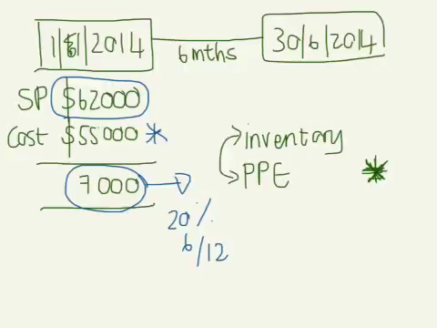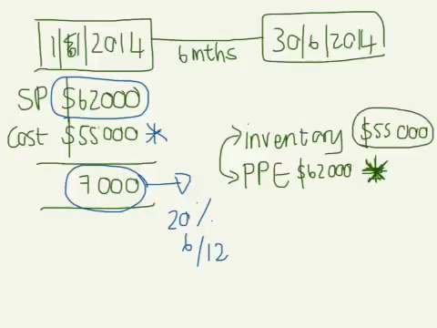The group is more concerned about the value that it is included for. So the inventory had a cost of $55,000. It's included in the PPE at $62,000, but from a group perspective, the cost of the PPE is $55,000. So we also want to reduce the value of the PPE by $7,000, which is the unrealized profit.